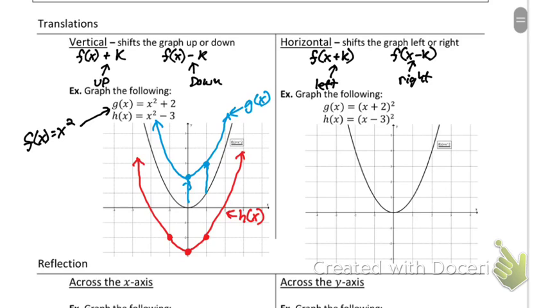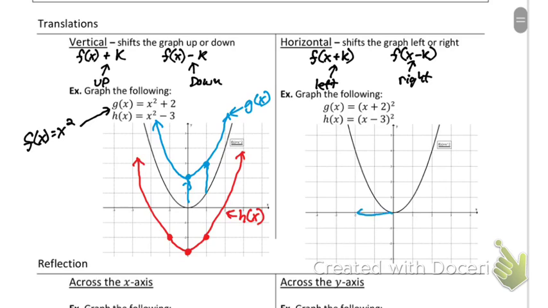Once again, my parent function is x squared. So I'm changing my input to, instead of being x squared, I'm making it x plus 2 squared. I'm inputting x plus 2 and seeing what I get out. So we are changing our input. It's happening inside of our parent function. So if I needed to do x plus 2 squared, I would just first graph x squared, and then I would shift everything left 2.